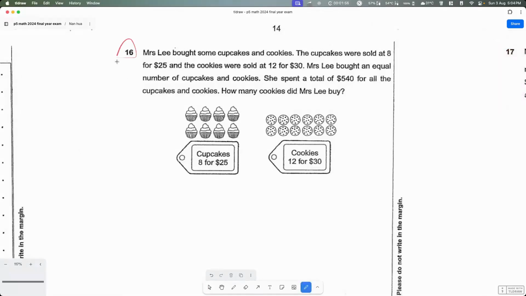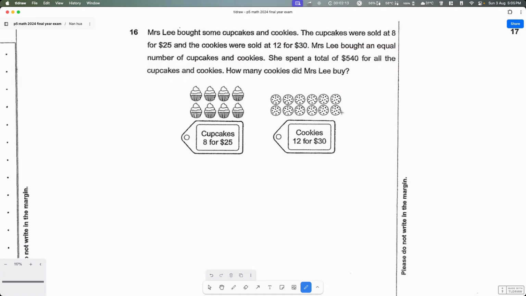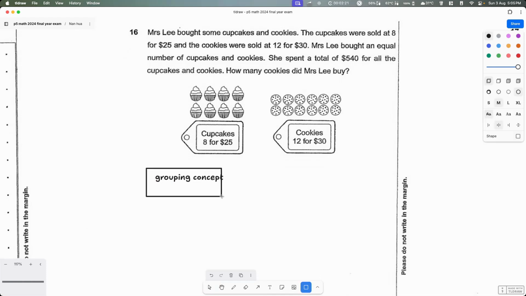Question 16. Mrs. Lee bought some cupcakes and cookies. The cupcakes were sold at 8 for $25 and the cookies were sold at 12 for $30. Mrs. Lee bought an equal number of cupcakes and cookies. She spent a total of $540 for all the cupcakes and cookies. How many cookies did Mrs. Lee buy? Okay, so this is what we call a grouping concept.